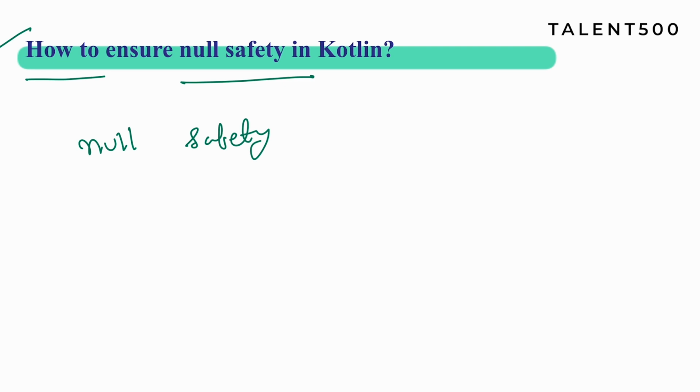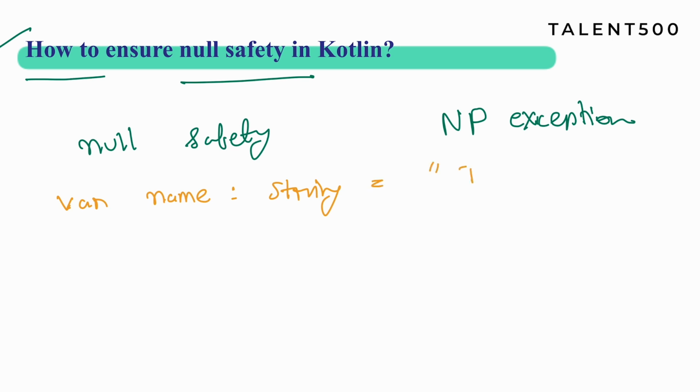In Java, if you access some null variable, then you will get the null pointer exception, right? But in this case, Kotlin provides you the null safety feature. So let me write a piece of code, and that will help you understand things better. Let's say I am creating a variable name of type string, and the value here is Talent500. Now, if I try to assign it the value null, it will throw an error.